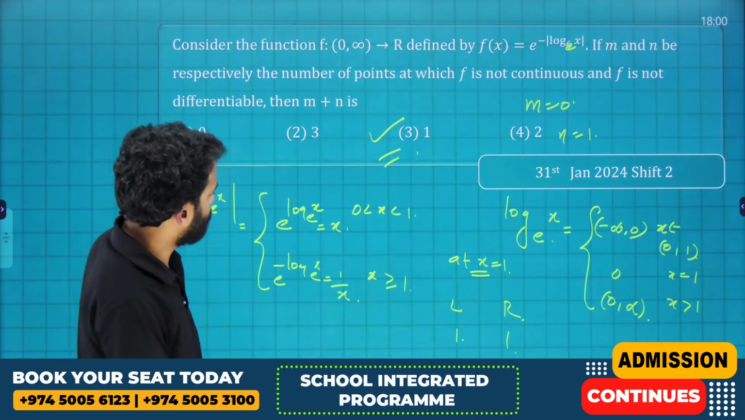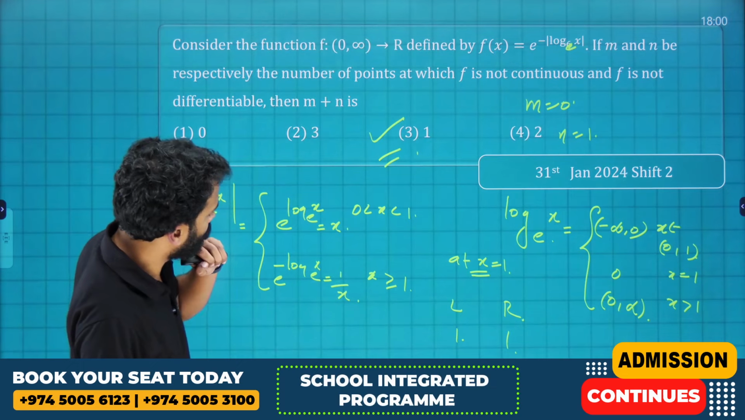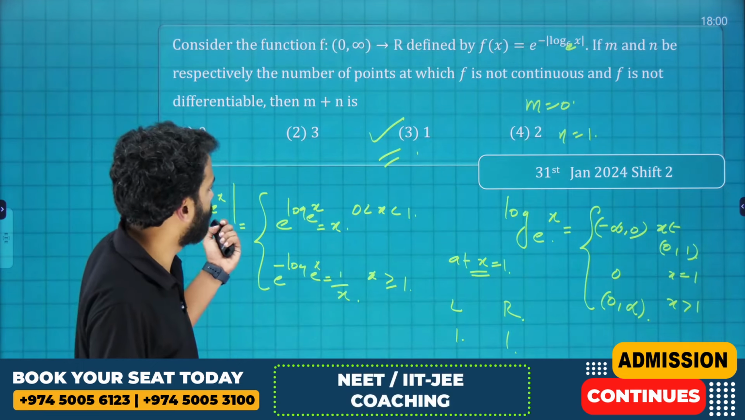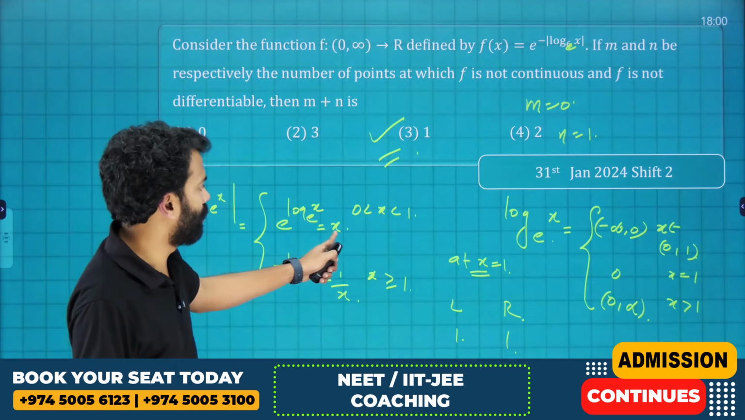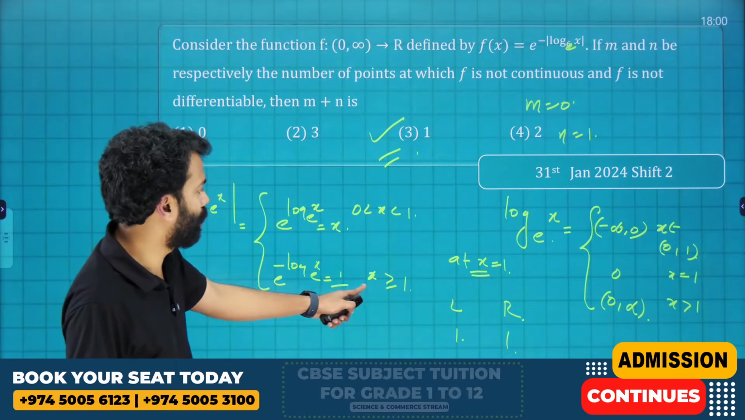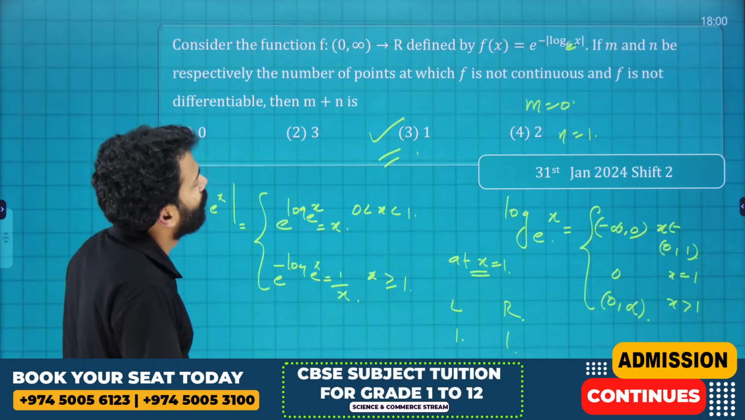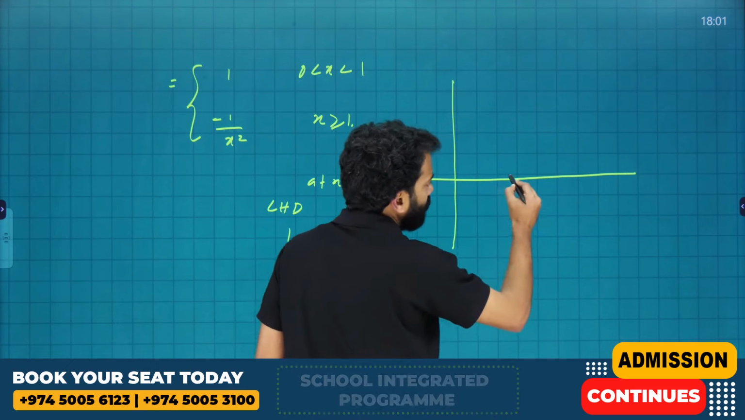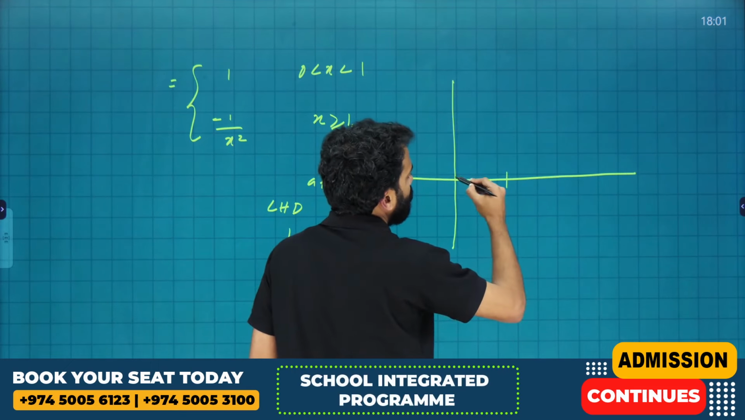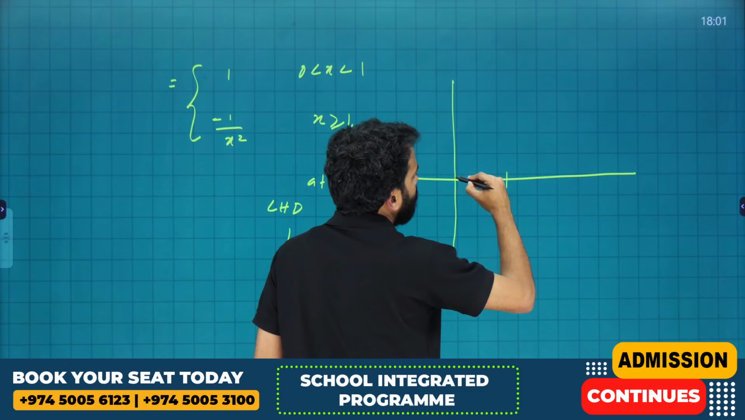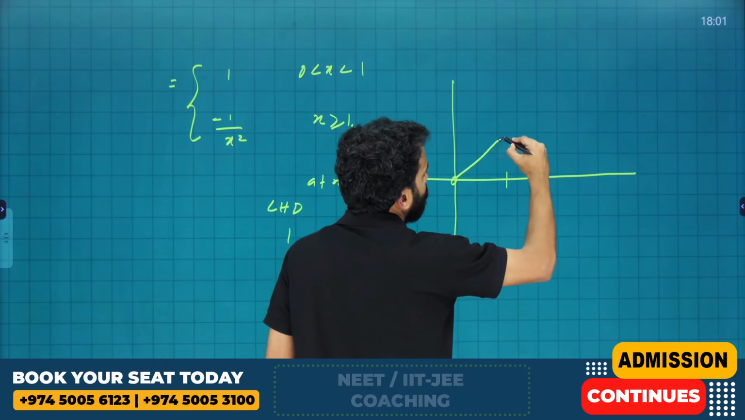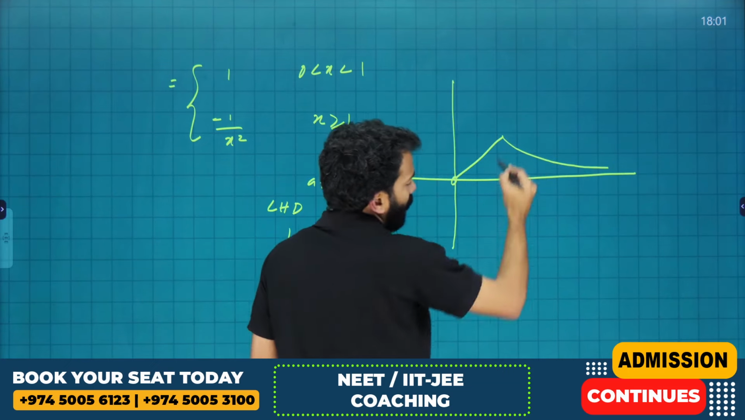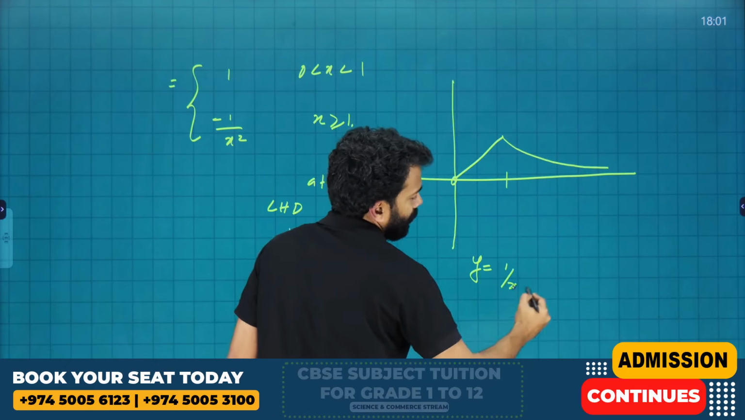See, let's formulate this on the basis of the graphical method also. Between 0 and 1 the value is x, and if x is greater than or equal to 1 the value is 1 by x, right? The graph will be like this between 0 and 1, and from here it will be like this. The graph of y is equal to 1 by x will be like this.